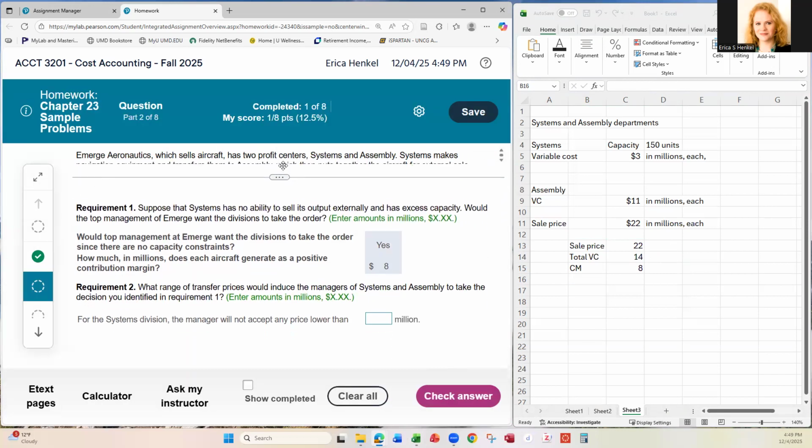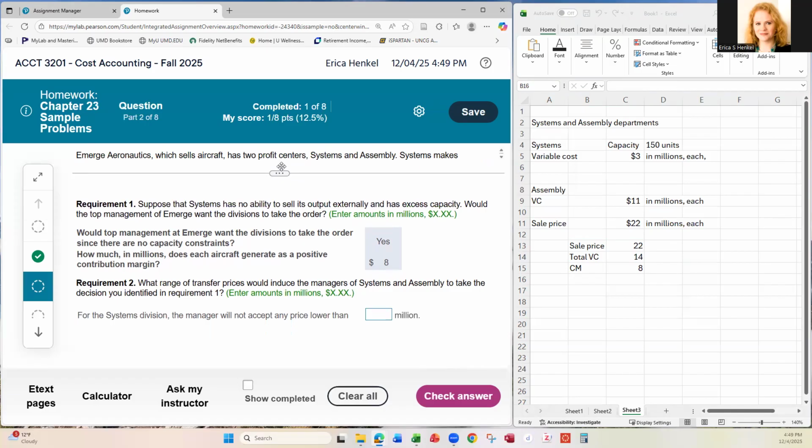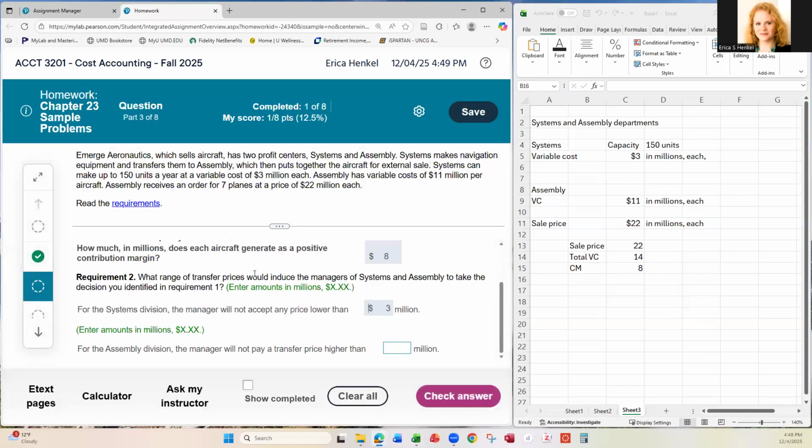Now, what range of transfer prices would induce the managers of Systems and Assembly to take the decision that you identified in requirement 1? Well, for the Systems division, they're going to want to get at least 3 million because that's their variable cost per unit. They cannot get less than that. And in terms of the Assembly division, they would want to at least break even.